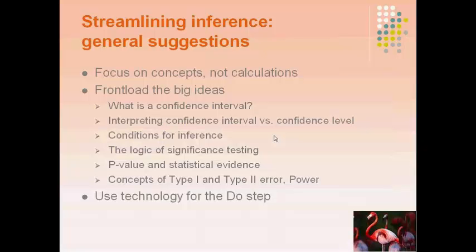My final bullet there is related to the comment I made about using technology for the do step. This is a big time saver, particularly with students who struggle with algebraic formulas, and especially when you get to 2 proportion z-tests and 2 sample t-tests where the computations are really quite complex. More students are going to be able to get it right with the calculator commands.